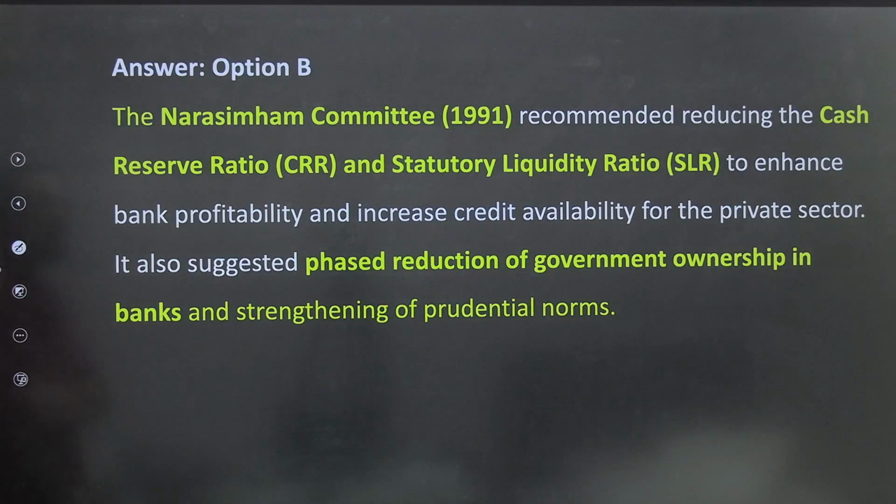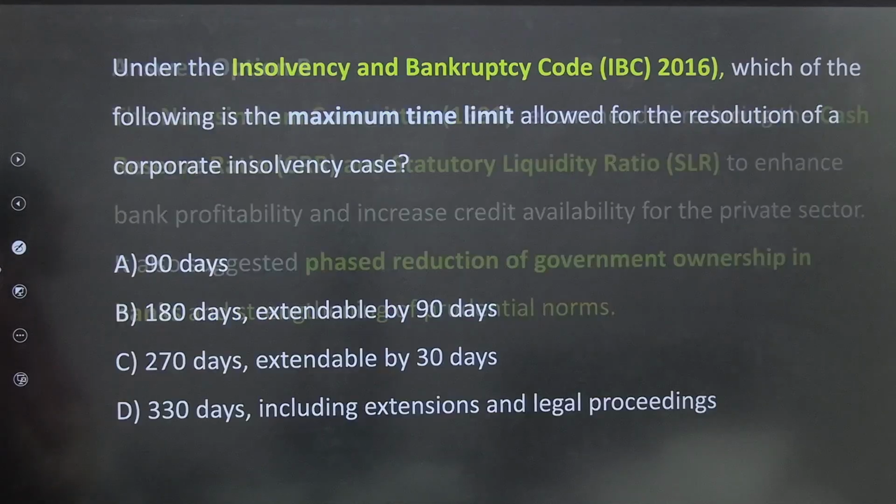Okay. So Narasimham Committee 1991 recommended reducing CRR and SLR to enhance bank profitability and increase credit availability to the private sector. It also suggested phased reduction of government ownership in banks and strengthening the prudential norms also.